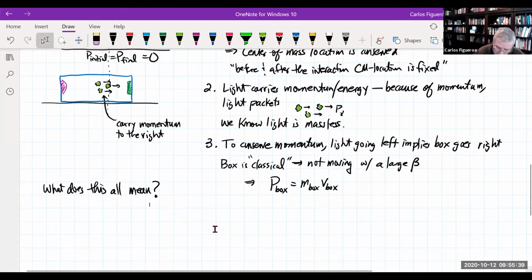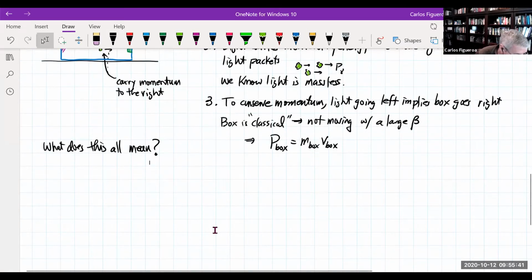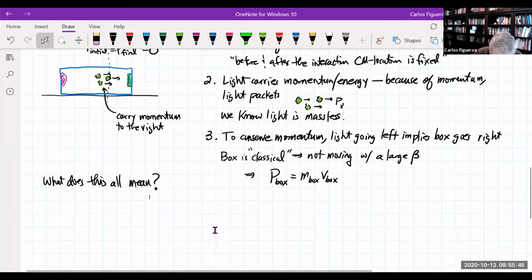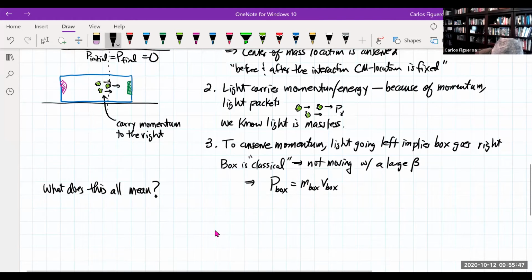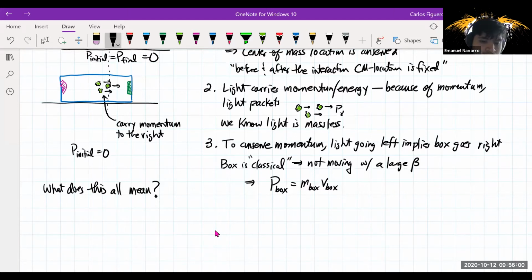Well, if I want to interpret what's going on here, I should come over here. Well, we know that the momentum before, right, so the initial momentum, has to be 0. Yeah, Carlos?